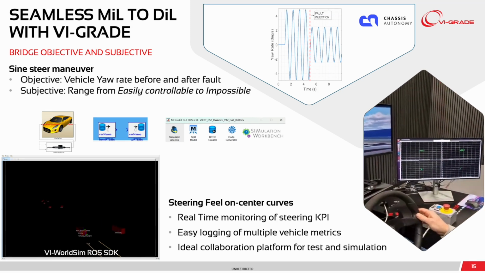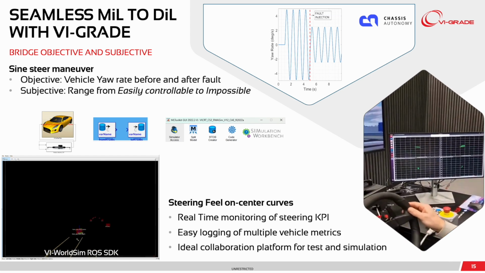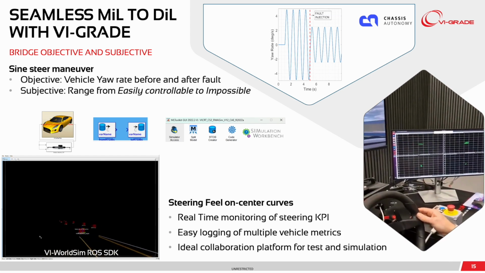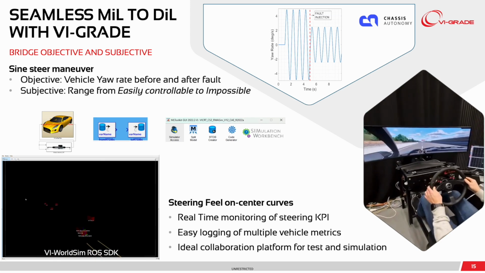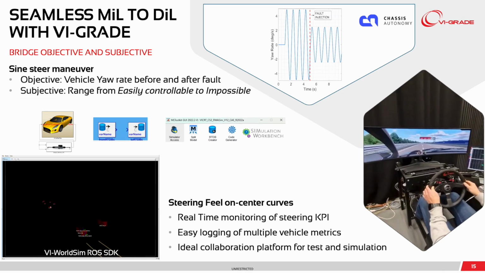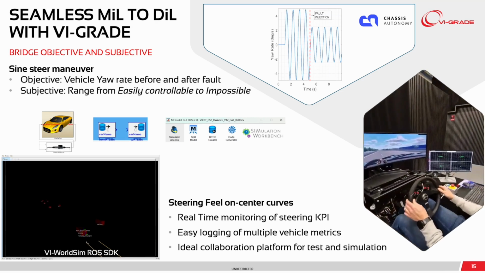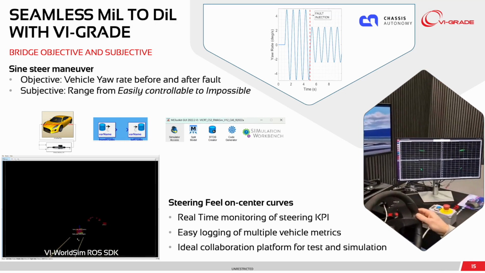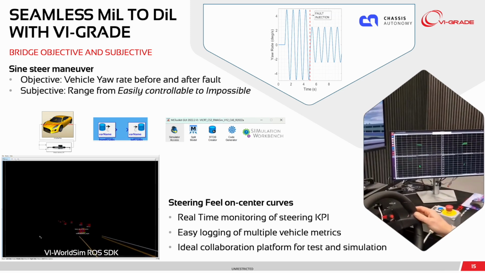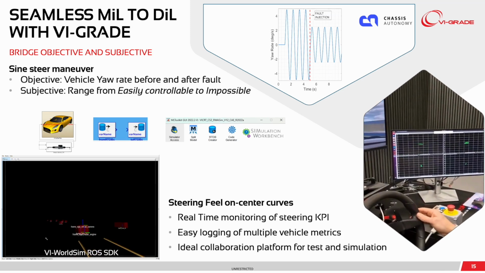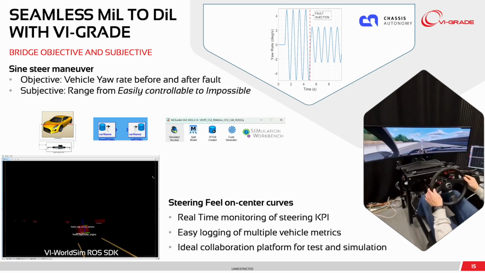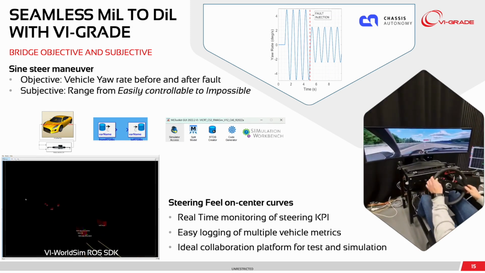When it comes to these lateral situations, a typical KPI is the vehicle yaw rate or lateral acceleration. So you have to extract the behavior before the fault and after the fault. And subjectively, you need to rate from easily controllable to impossible to control. As you can see in the plot there, apologies for the graphics, it's a plot of the yaw rate against time for a sine steer maneuver. It could be any other maneuver, slalom, or anything else for that matter.